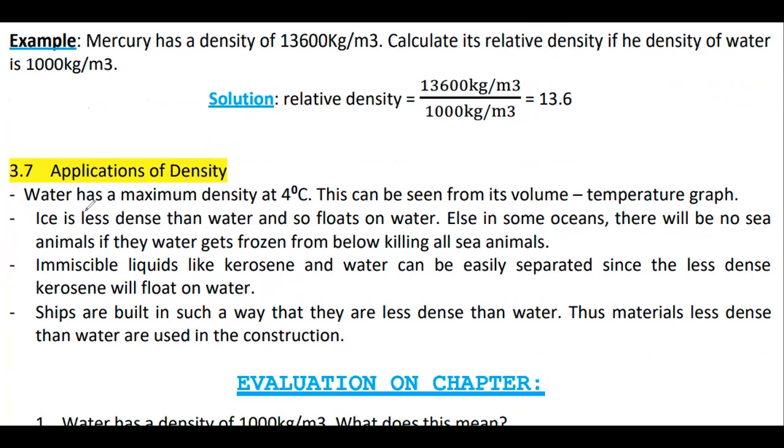Applications of density. Water has a maximum density at 4 degrees.